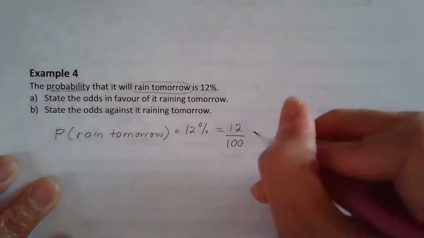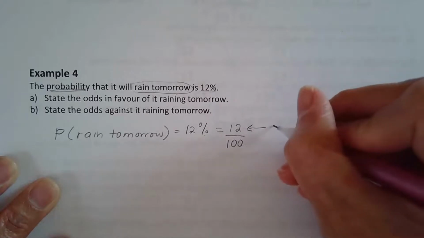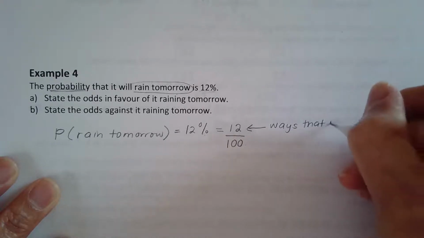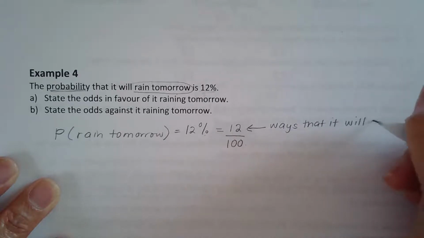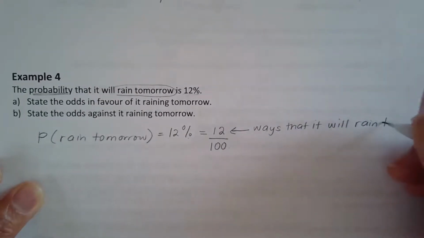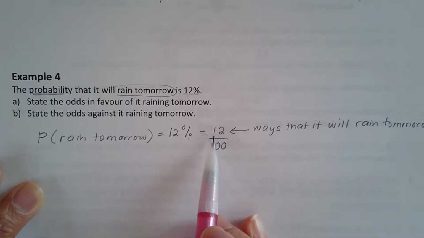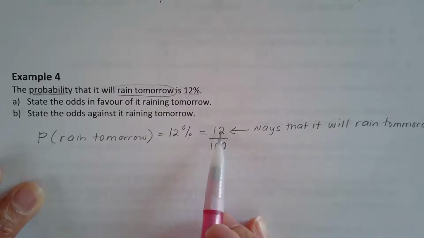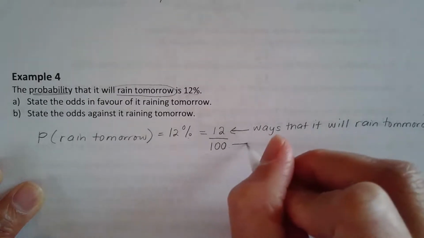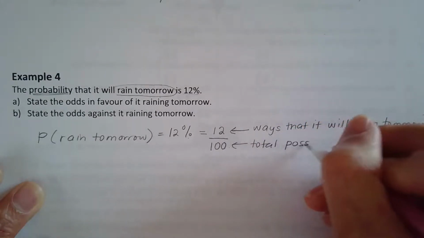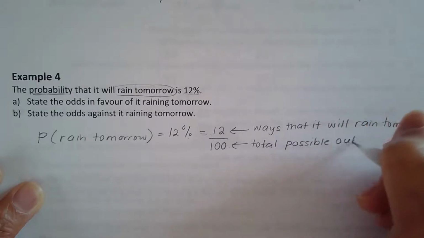So what does that mean? This one would be ways or chances. So there's 12 ways that it will rain, 12%. So it's 12 out of the 100 would be total possible outcomes.